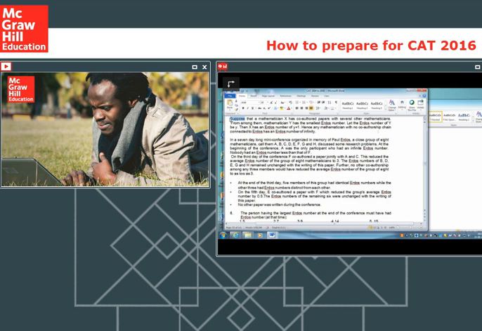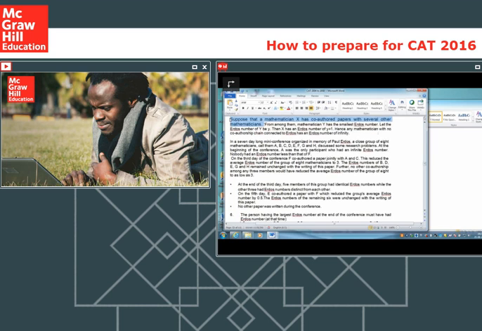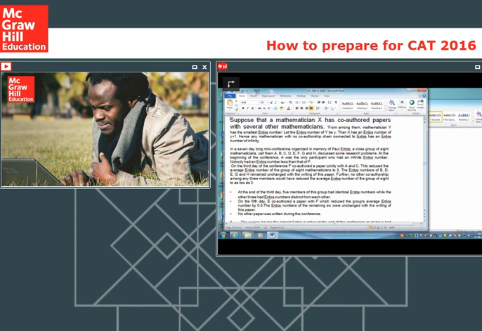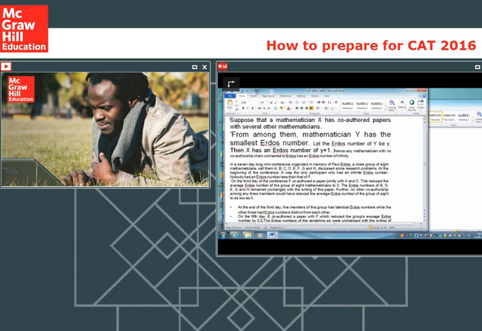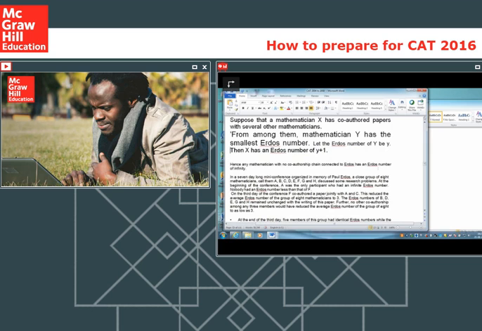So we come across this statement. We are trying to talk about how somebody who writes a paper with Erdos has an Erdos number of 1. And now we are trying to think, okay, suppose that a mathematician X has co-authored papers with several other mathematicians. From among them, mathematician Y has the smallest Erdos number. Let the Erdos number of Y be y. Then X has an Erdos number of y plus 1. Now this is actionable information.